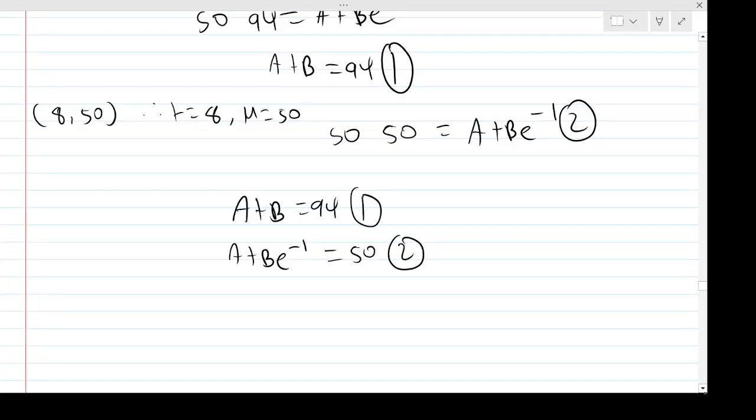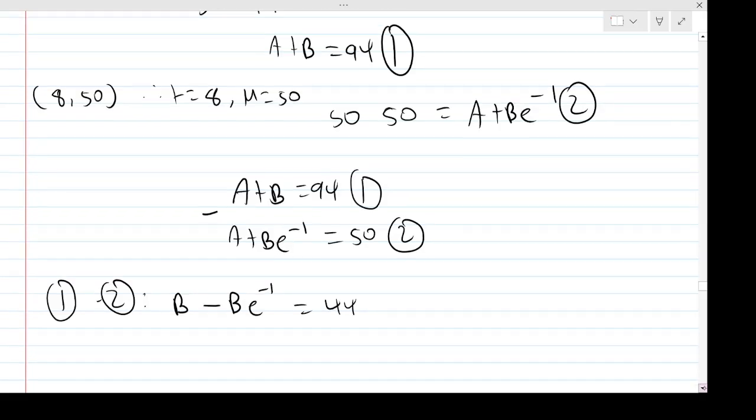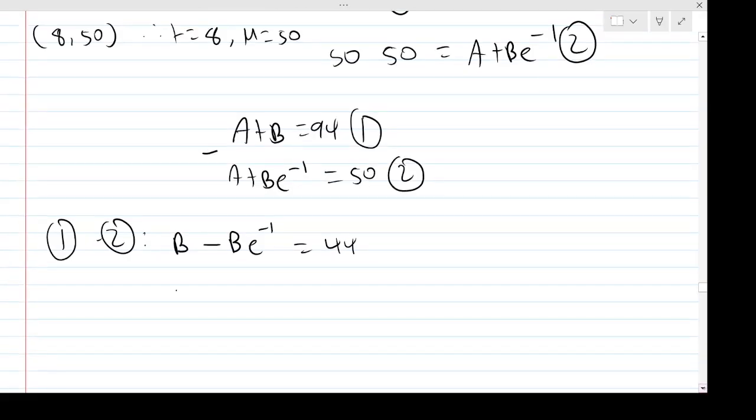I can immediately eliminate A if I subtract both equations. If I subtract both equations, I'd get B take away Be^(-1) is 94 take away 50, where 94 take away 50 is 44. And at that point, then I can factorise B. So B(1 - e^(-1)) is 44. Therefore, B is 44 over 1 minus e to the minus 1.